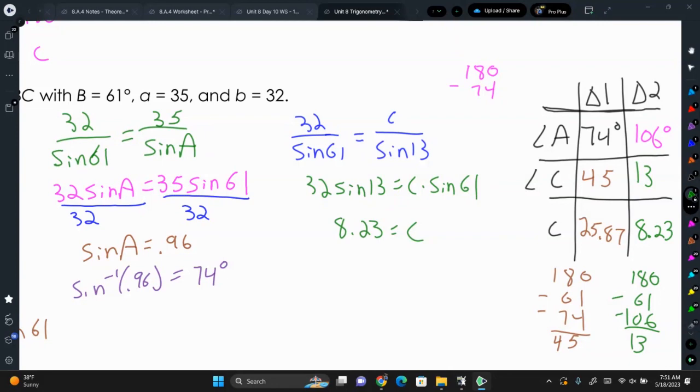All right, so let's double check. All our angles do add up to 180 in both triangles. In the first triangle, the biggest side is side A, and the biggest angle is angle A, 74 degrees. In the second triangle, our biggest angle is also angle A at 106 degrees, and the biggest side is 35. And then the smallest angle in both triangles ends up being angle C, and the smallest side in both triangles is also side C. So this triangle does exist.